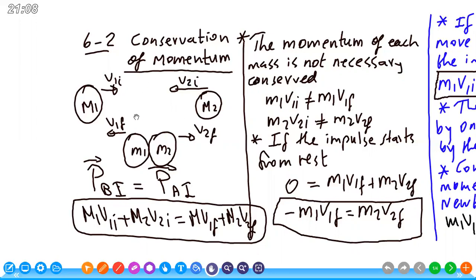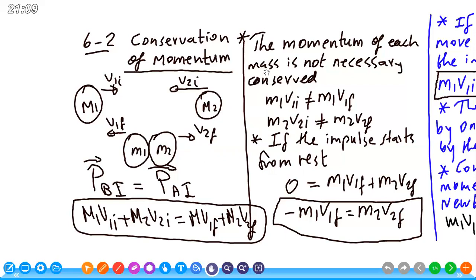And we had two masses, so in this case, the total momentum is going to be M1 times V1 initial, this is the momentum of the first mass, plus M2 times V2 initial, which is the momentum of the second mass. So the total momentum before the impulse is equal to the total momentum after the impulse, which is the momentum of the first mass after the impulse, M1 times V1 final, plus the momentum of the second mass after the impulse, M2 times V2 final.